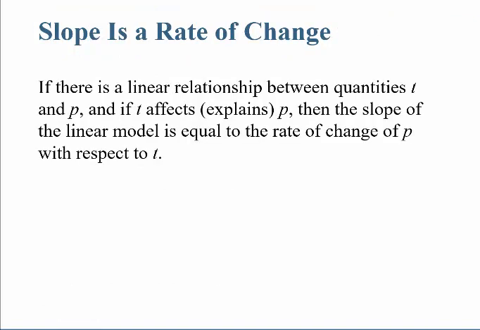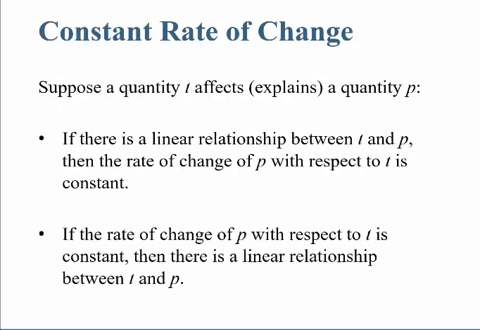So if there is a linear relationship between the quantities t and p, and if t affects or explains p, then the slope of the linear model is equal to the rate of change of p with respect to t. So if there's a linear relationship, the slope is that rate of change of the variables. Again, suppose a quantity t affects p. If there is a linear relationship between t and p, then the rate of change of p with respect to t is constant. If the rate of change of p with respect to t is constant, then there's a linear relationship between t and p.